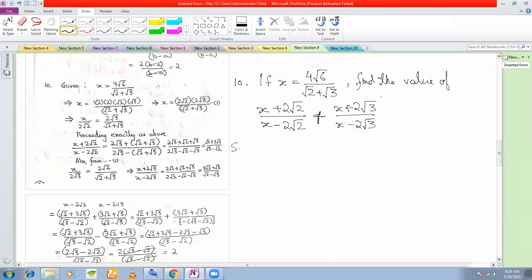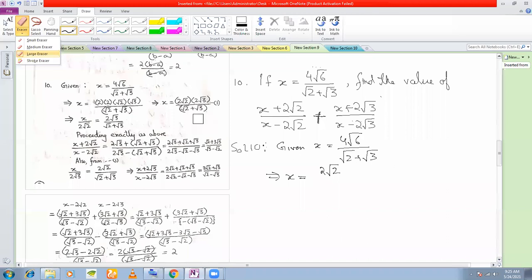So very similar. Okay, see, if in the left hand side you have x plus 2 root 2 by x minus 2 root 2, that means you need to find the value of the fraction x by 2 root 2. So that is what we are going to find out first from whatever is given. What is given here? It is given x is equal to 4 root 6 by root 2 plus root 3, and since we need to find out x by 2 root 2, we are going to separate 2 root 2 from the numerator.